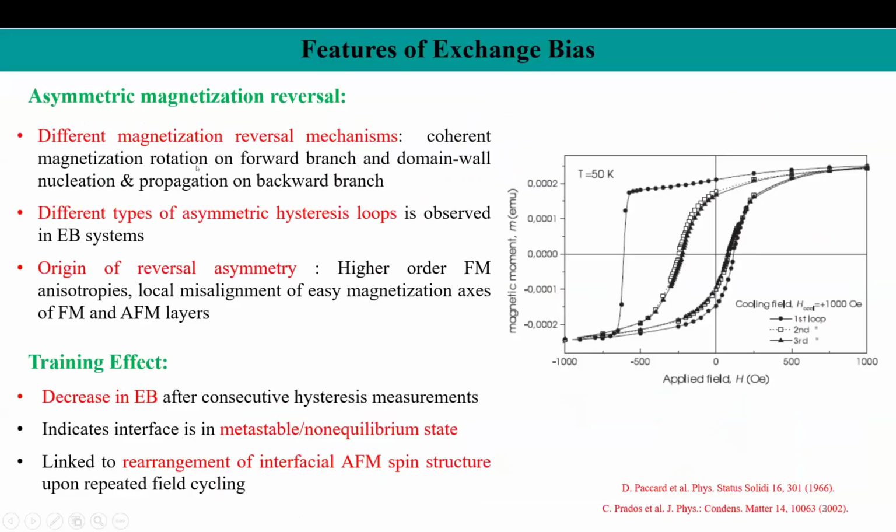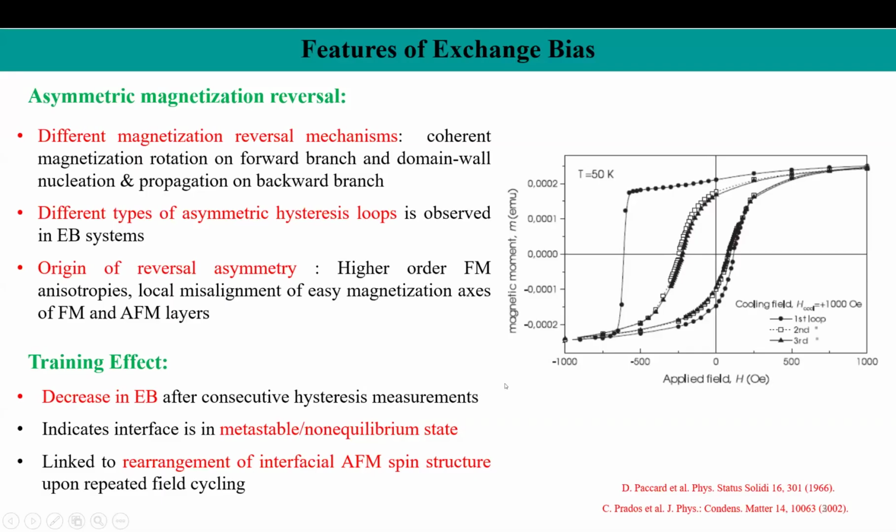Firstly, what is asymmetric magnetization reversal? It is basically different magnetization reversal at the ascending branch and the descending branch. At the ascending branch, you can see a coherent magnetization rotation, whereas at the descending branch, it's domain wall nucleation. So different kinds of magnetization reversal are observed in EB systems. The origin of this is higher order FM anisotropies like biaxial anisotropy, and local misalignment of easy magnetization axes of the ferromagnet and antiferromagnet layers.